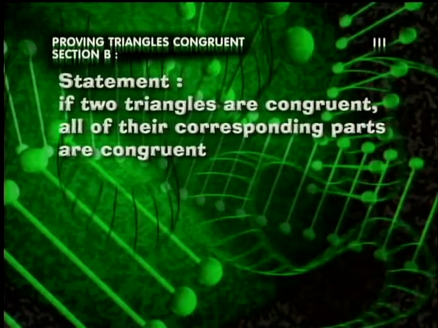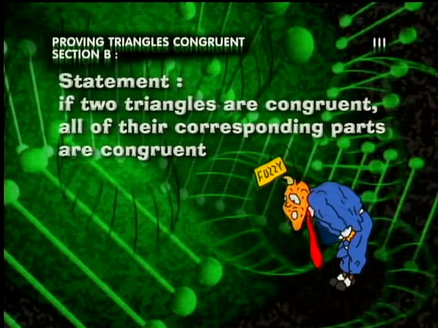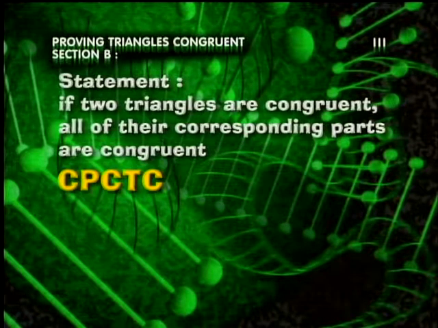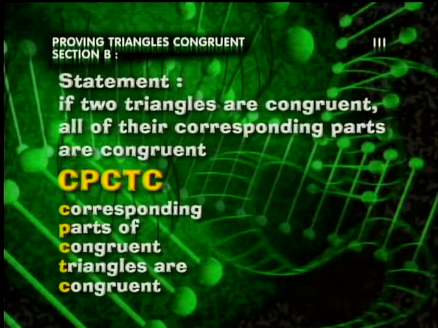Our statement is, if two triangles are congruent, all of their corresponding parts are congruent. This statement will be very useful to us later on when we work out more proofs. In fact, we'll refer to this definition so much it's often given nicknames like the definition of congruence, fuzzy face, and CPCTC, which stands for corresponding parts of congruent triangles are congruent.